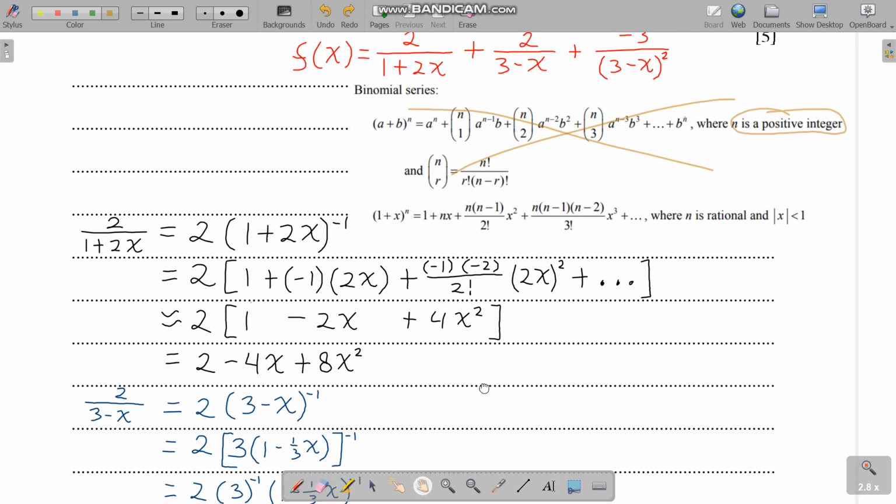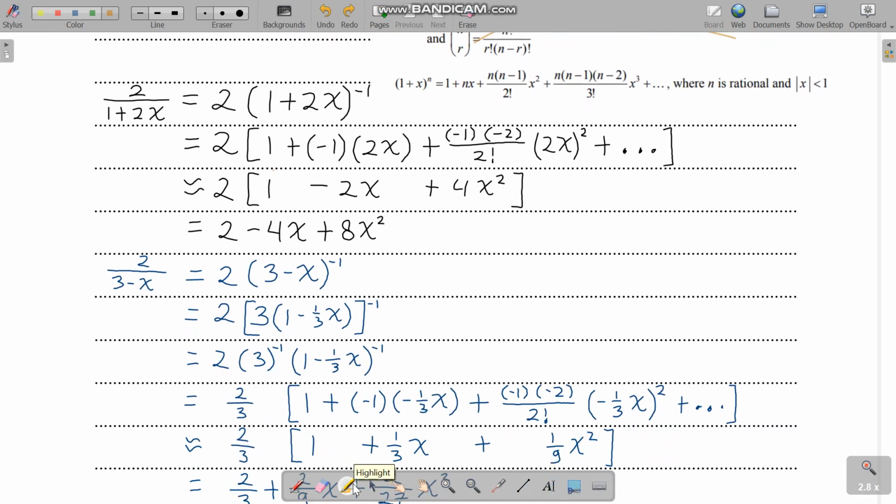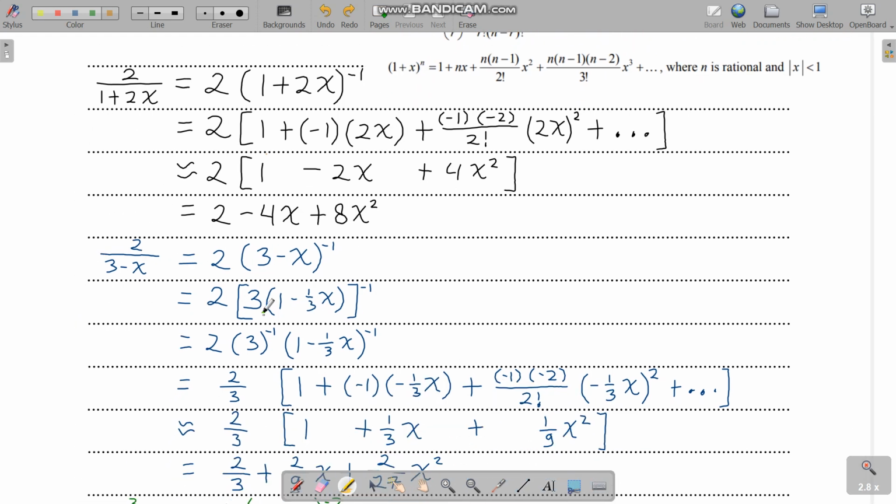And now we do the same thing for the second term, 2 over 3 minus x. So again we use the power of minus 1 here. Now this time, if you look at the formula, we can only use the MF19 formula if it's 1 plus something. If it's not 1, we cannot use the formula. So here we have to factor out the 3. We get 3 times (1 minus 1/3 x). Notice that if you multiply, you get 3, you multiply, you get minus x. So we are not changing the question.